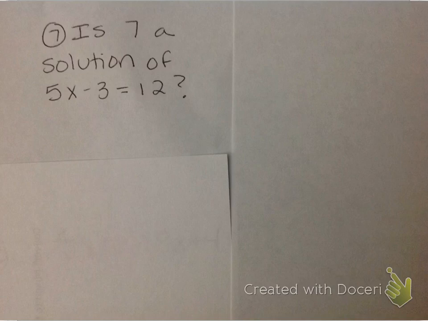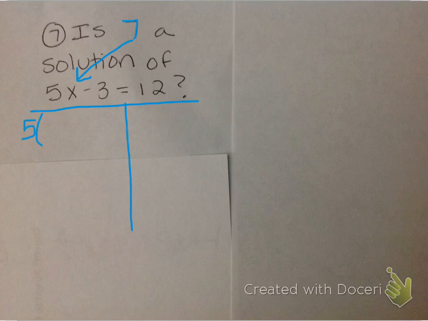Number 7. Is 7 a solution of 5x minus 3 equals 12? Well, the only way that we could find out is by taking the 7 and substituting it in for this x. So let's see if it works out. First, let's set up our t-chart. And let's do 5, we're going to put a 7 in there for the x, minus 3 equals 12.